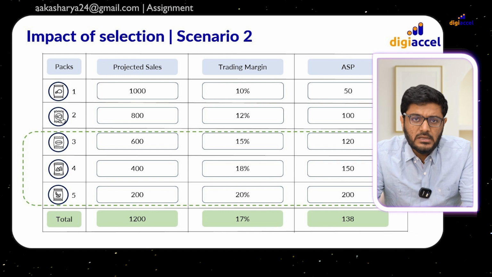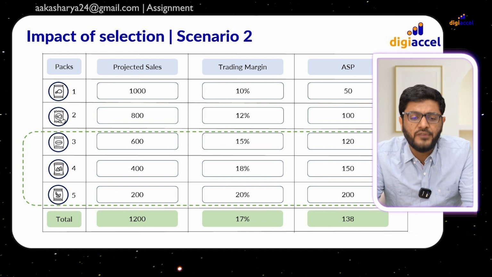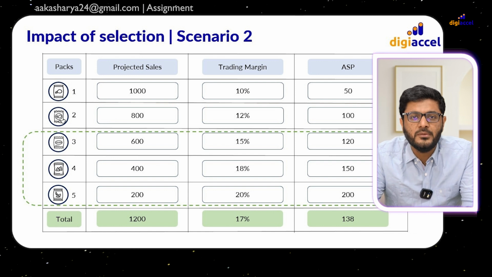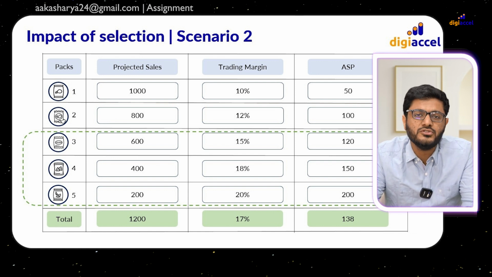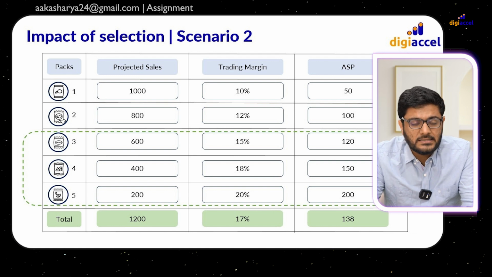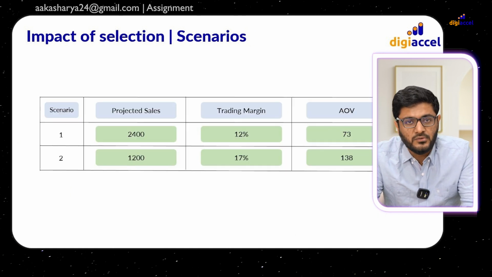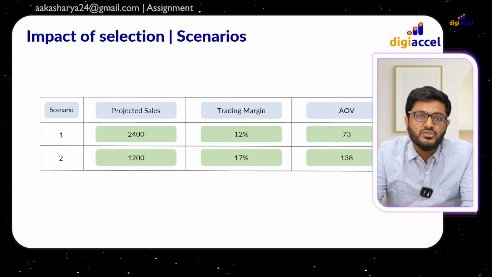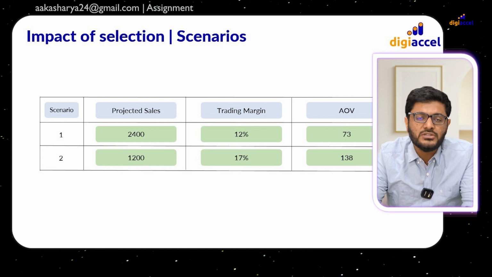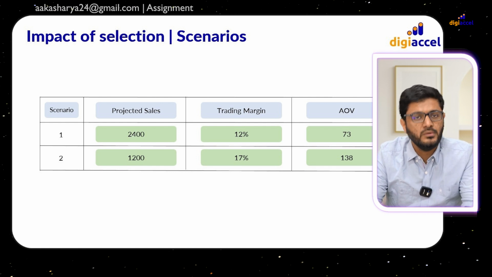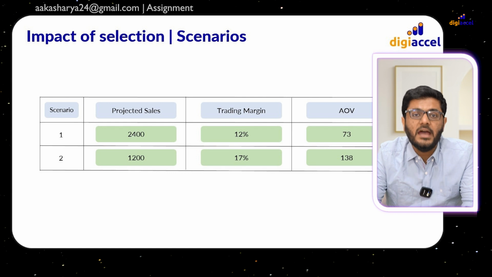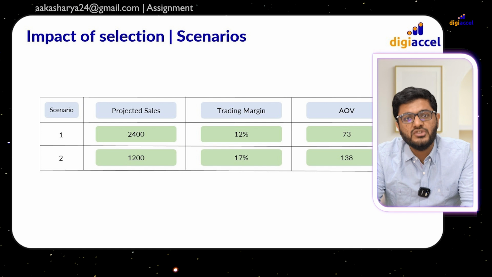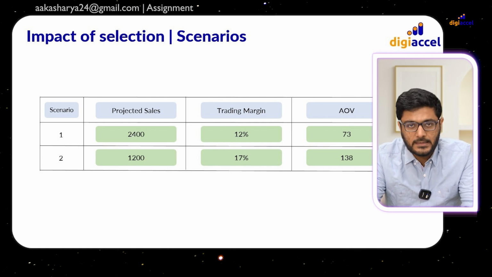A second scenario in which if you select packs 3 through 5, right, your sales are 1,200, but your trading margin now, which is the average of the bottom 3, is 17%, and the ASP is also much higher at 138 rupees. And therefore, if you just compare these two scenarios, so much is changing just on the basis of how you make that selection decision. So in scenario 1, when you selected the top 3 packs, you got sales of 2,400, but a margin of only 12% and an ASP of 73. And in scenario 2, you got the sales of 1,200, but the margin of 17% and ASP of 138, right?